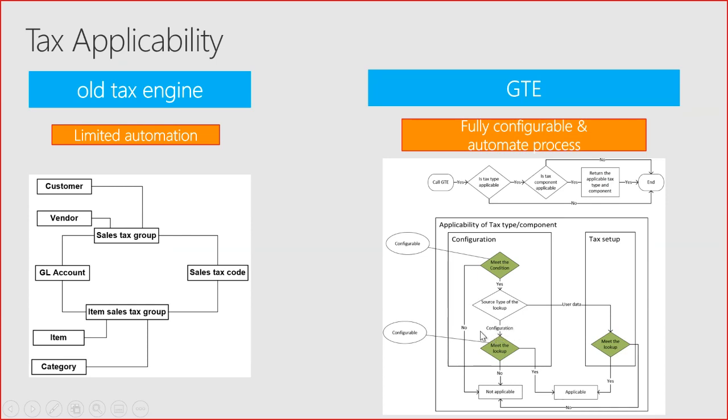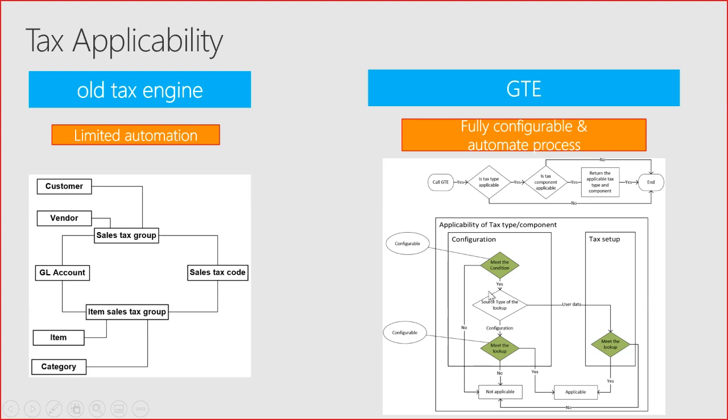But there are some situations, like we have SAS in India, and whether SAS is applicable is determined by the item you sell. An item is defined in FinOps. So you cannot do such a setup within the configuration. You should deploy the configuration into FinOps and use the data you define in FinOps to determine whether SAS is applicable or not. That's the reason that in the configuration, you should define the lookup with the source type as user data, and then you maintain the lookup condition in the tax setup.